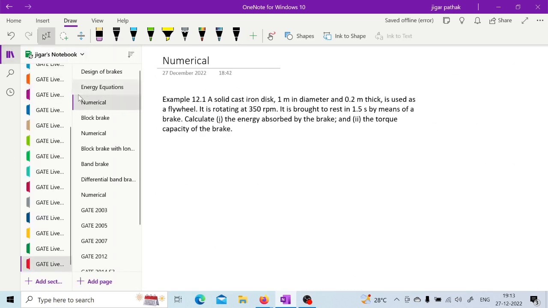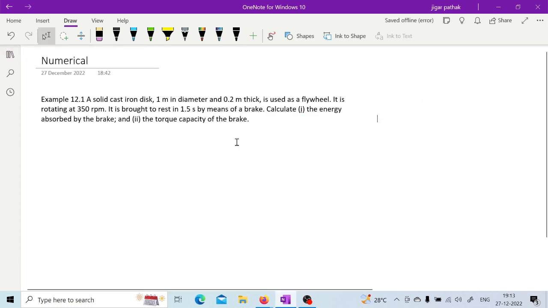So with this simple understanding, you can attempt this question, which says: a solid cast iron disc 1 meter in diameter and 0.2 meter thick is used as a flywheel. It is rotating at 350 rpm. It is brought to rest in 1.5 seconds by means of a brake. Calculate the energy absorbed by the brake and the torque capacity of the brake. So you can try this question.